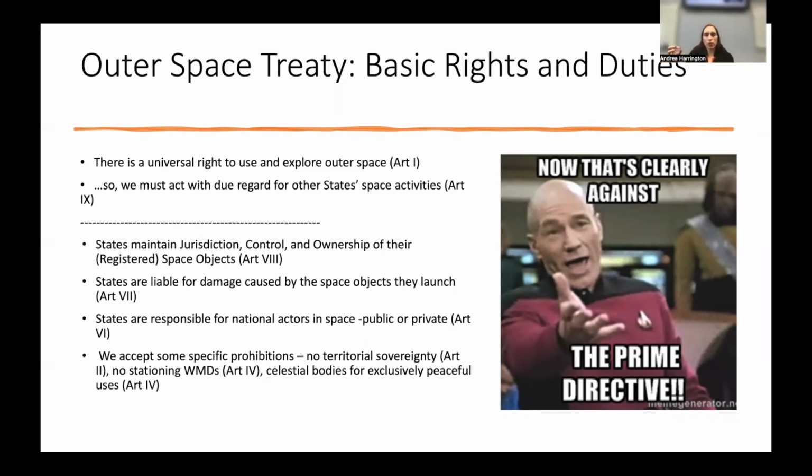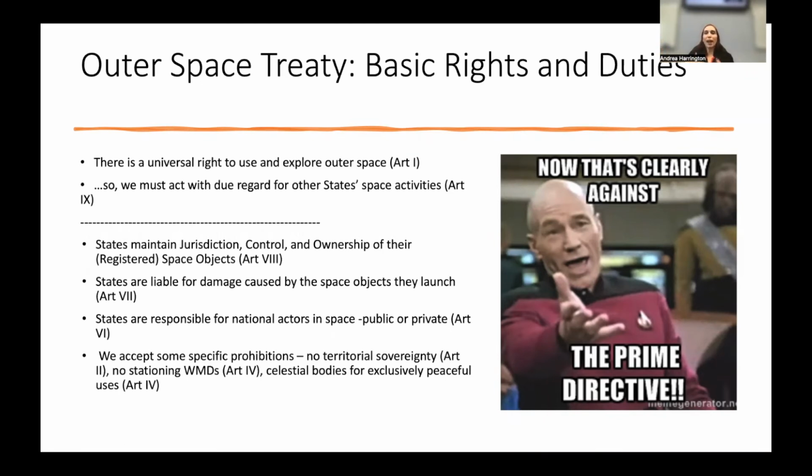We have those specific other prohibitions. You can't claim territorial sovereignty, you can't station weapons of mass destruction in space, celestial bodies are for exclusively peaceful uses, right? We have these provisions and they are definitely binding in the Outer Space Treaty. But in terms of a rule that's going to pull the whole thread of the Outer Space Treaty together, hold it all together, and determine how we're going to conduct our activities, the due regard principle is how we get there, how we maximize the activities that we can carry out as humanity in space, because that universal right to use and explore has a congruent obligation to respect other states' rights to use and explore.